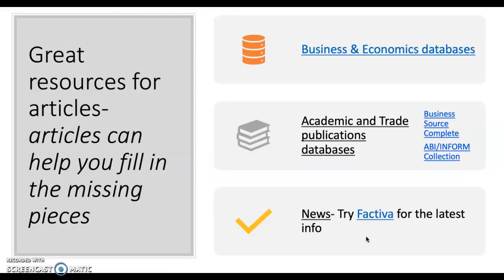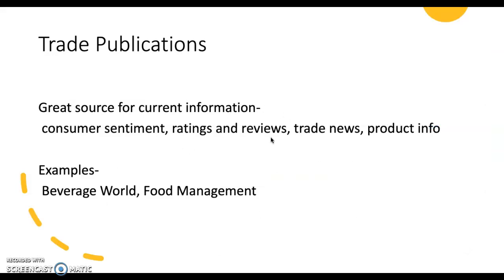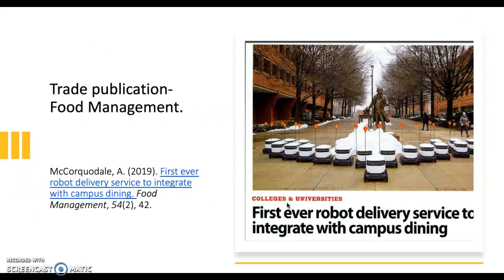And again, we talked about trade publications. I recommend Business Source Complete and ABI Inform for the trade publications, and Factiva is a great place to get news information. Trade publications, great resources for current information. Examples are Beverage World and Food Management. And this is an article that I pulled from Food Management. I actually found this in Business Source Complete. You can see the article about George Mason University's robot delivery service. So, again, the trade publications can be really helpful in putting all the pieces together.